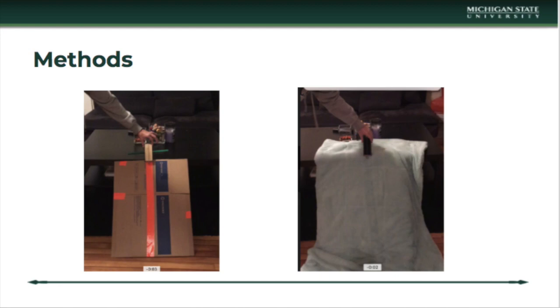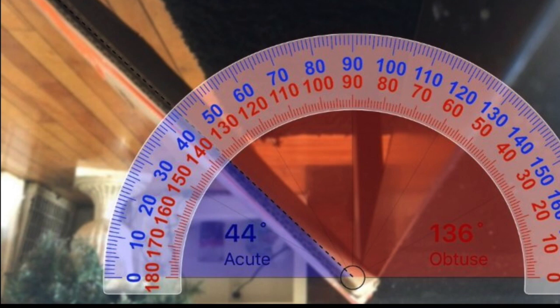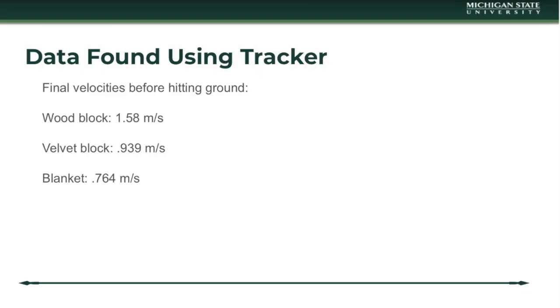During every trial, we made sure that the block ended at the bottom of the ramp. When tracked, we made sure that the video stopped at the same spot in order to keep our calculations for velocity constant. The data we found using Tracker was that the wood block had a final velocity of 1.58 meters per second before hitting the ground. The velvet box had 0.939 meters per second, and the blanket surface had 0.764 meters per second as its final velocity.